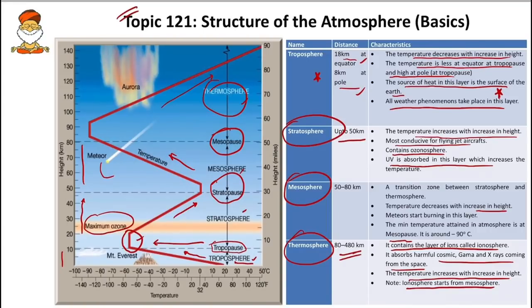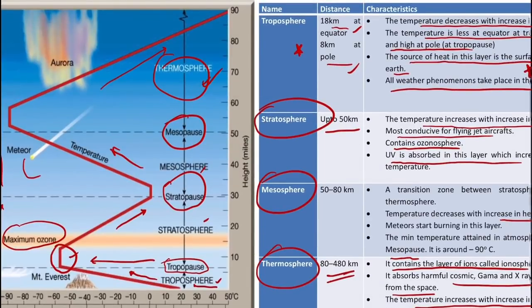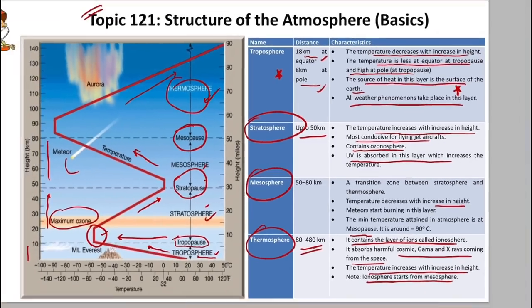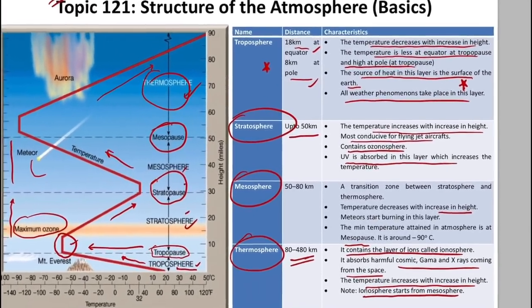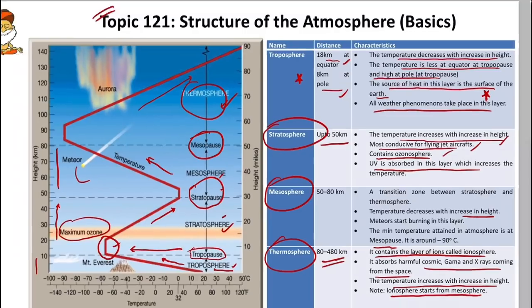These are some of the important basics which we have to know. Try to know about the thermosphere, because we will be using it in our coming discussion, and also the stratosphere, which is important. Let us revise the stratosphere: the temperature increases with increase in height, it contains the ozonosphere, and it is most conducive for flying jet aircraft. Okay, just remember these things.